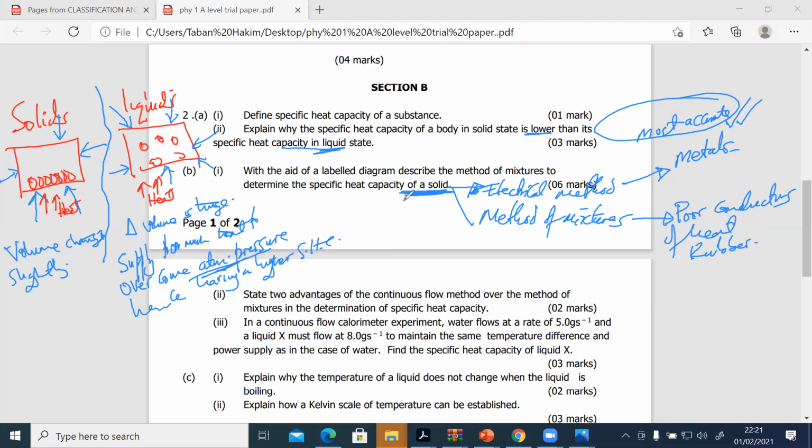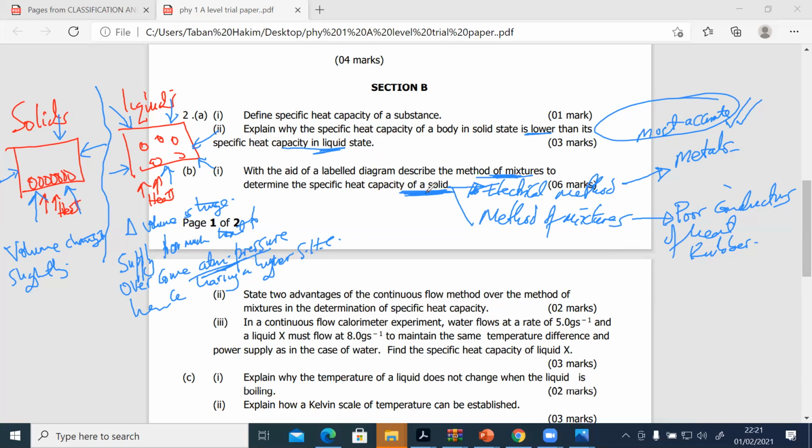And if they are specific and say describe the method of mixtures, actually this question is even about the method of mixtures. So if it is the method of mixtures, then it means that you're going to describe it for poor conductors of heat. So what do we do here?